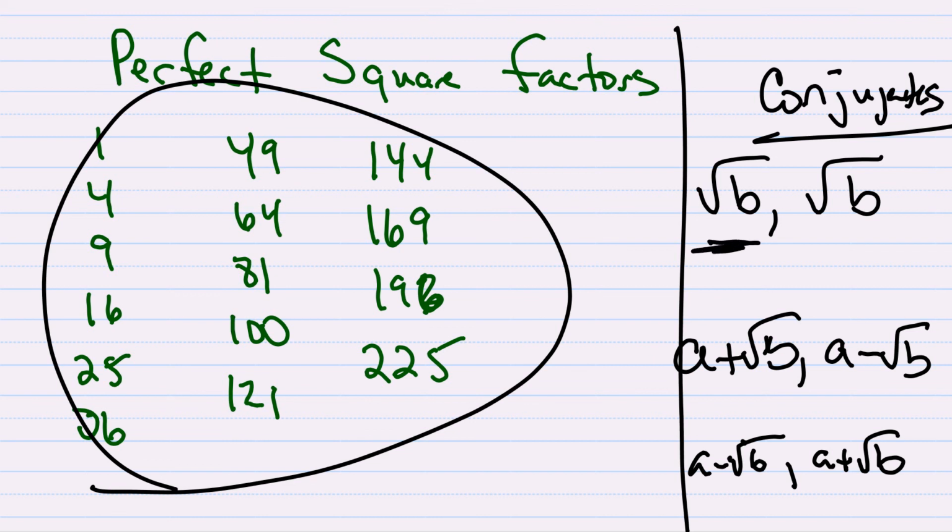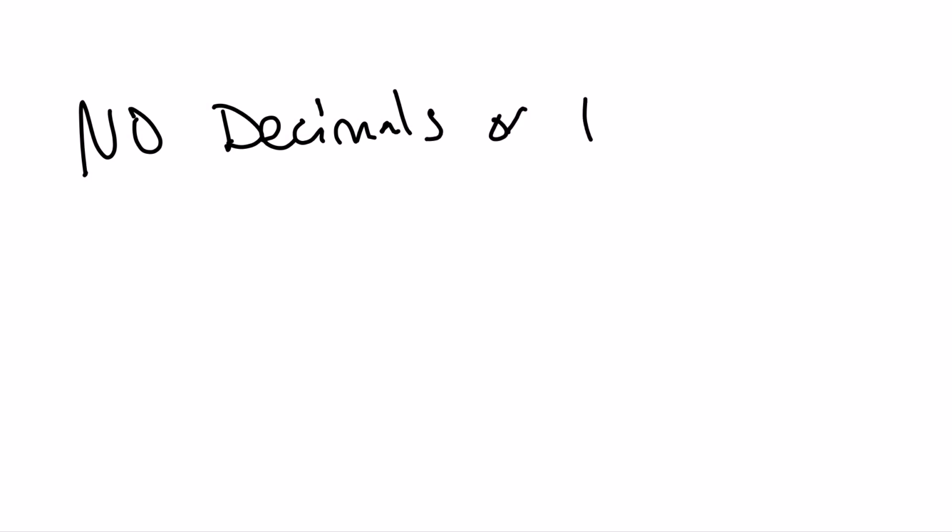Conjugates. If you have one radical by itself, the conjugate is always the same exact radical. If you have a number plus a radical together on the bottom, your conjugate is the same thing but with the opposite sign. So if it's a plus radical b, you have a minus radical b. A minus radical b, a plus radical b. All right. Don't forget, no decimals or rounding. You can't just throw it in your calculator and pretend the decimal never existed and pretend it's a whole number answer. So there's no decimals or rounding.